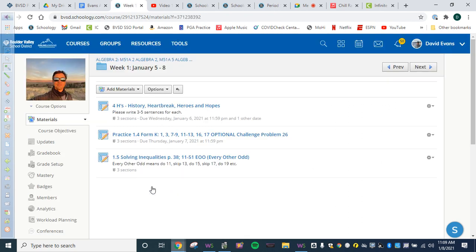So there's the homework 1.5, solving inequalities. That's what we did today. It's page 38. You could get a blank page in your notebook and write it down right now. Page 38, 11 through 51, every other odd. It is super helpful for me, and I'm going to tell you this now. I'll write it on the Schoology homepage as well.